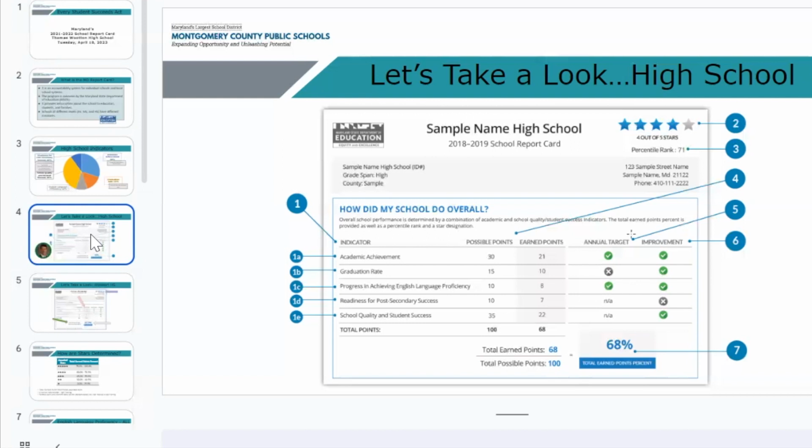Indicator number 4, now this is going to go into points. You're going to see some columns here. The first column on the left is the possible points that a school can earn. And those points are going to vary based upon the indicator.